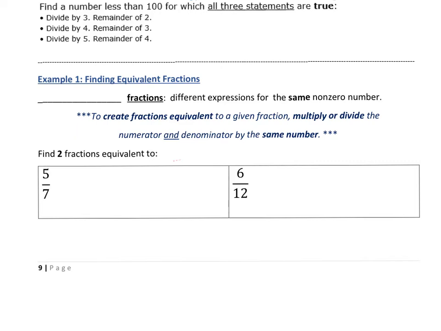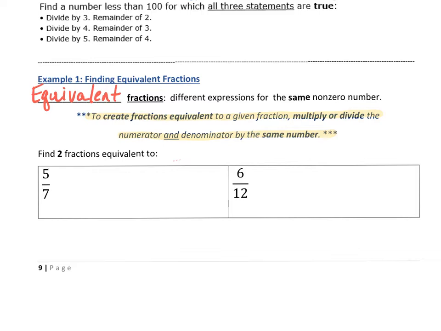Now we're on example 1 at the bottom of page 9. The missing word is equivalent. E-Q-U-I-V-A-L-E-N-T. Equivalent fractions are simply different expressions for the same non-zero number. To create fractions equivalent to a given fraction, you multiply or divide the numerator and denominator by the same number. The math law says what you do to the numerator, the top, you must also do to the denominator, the bottom. But what you're doing must be a multiply or divide. You can't add or subtract and keep them equivalent.